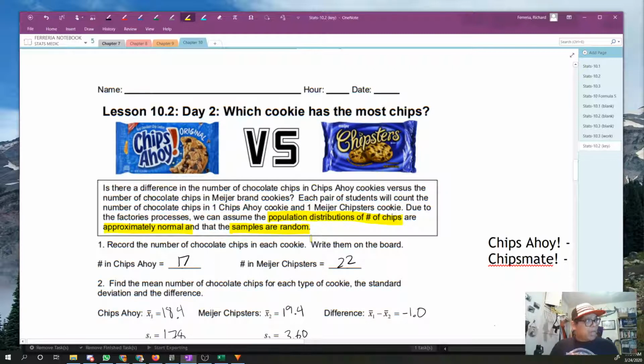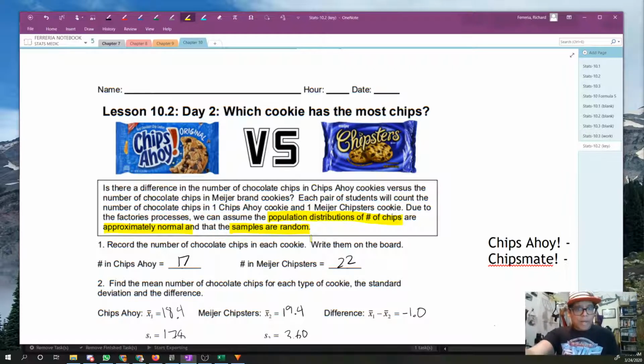So here's what we're going to do. What I did is record the number of chocolate chips in each cookie. I went and dissected one Chips Ahoy cookie and I got 17 chocolate chips. And then I did the same thing for a Chipsmate, which is the Kroger brand, and I got 22 chips. So it seems as though the Chips Ahoy brand actually has less based on that one set of cookies. So next, let's make a sample, because one cookie is not going to say a whole lot.